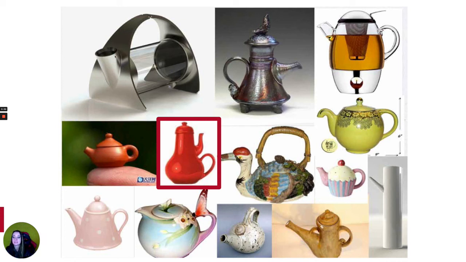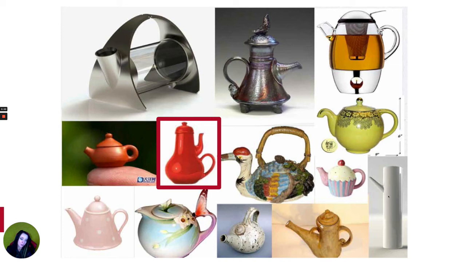So if we look at this example right here, we see this handle. It just looks like a thing that you can put your hand on. It's shaped like a thing that your hand can go on. The spout, it's shaped like a thing that liquid can pour through. The body is shaped like a thing that holds something else.